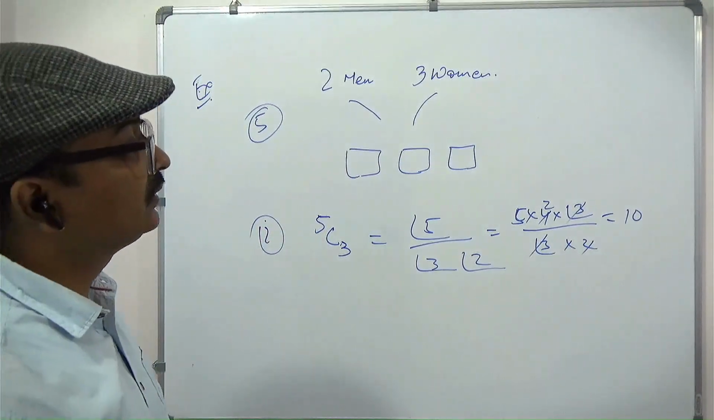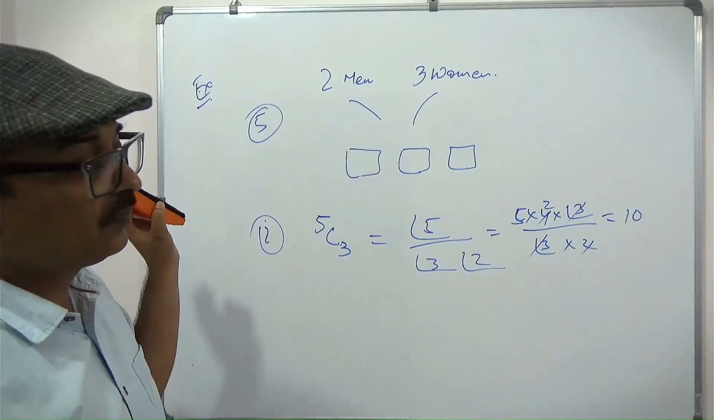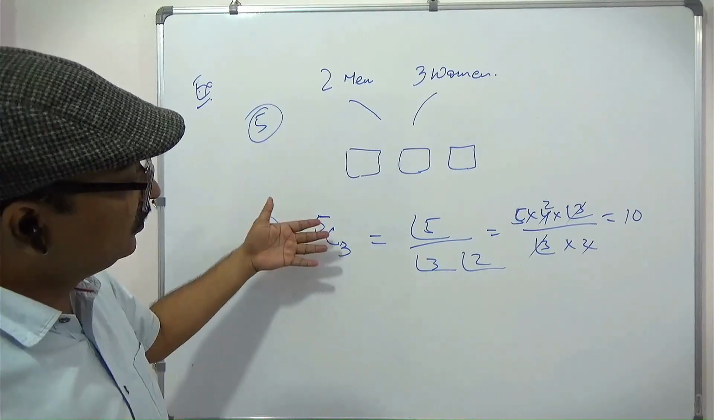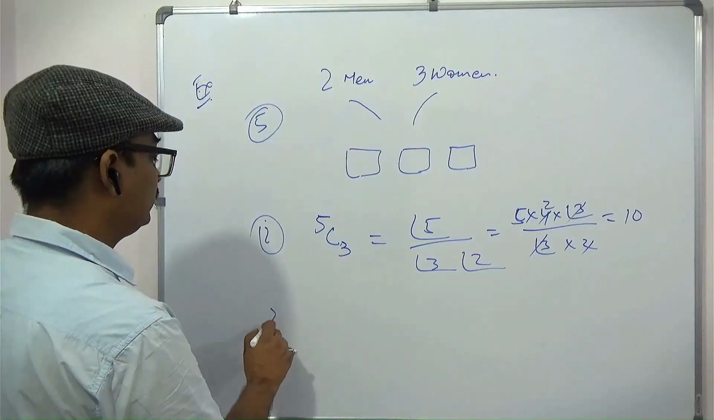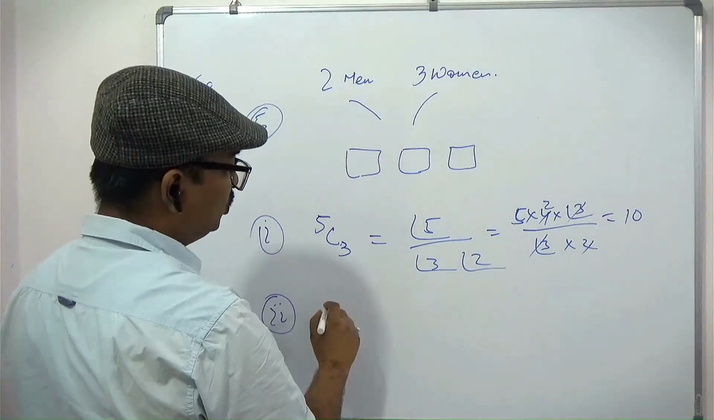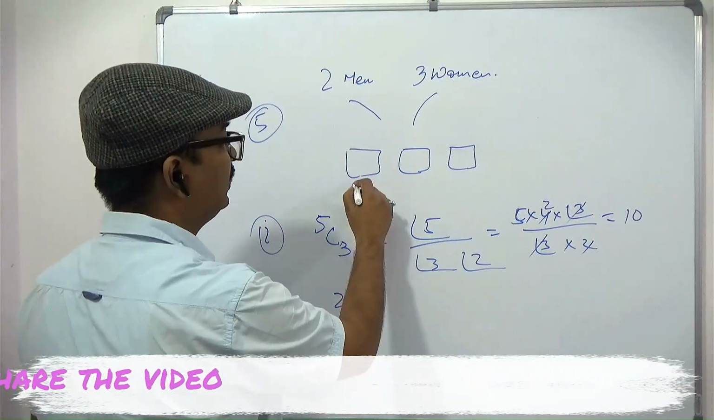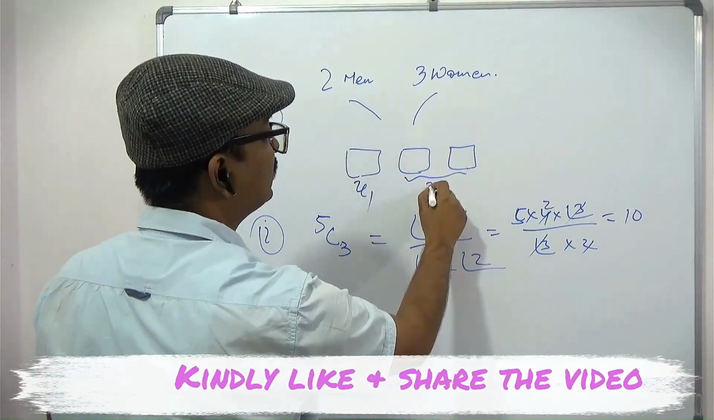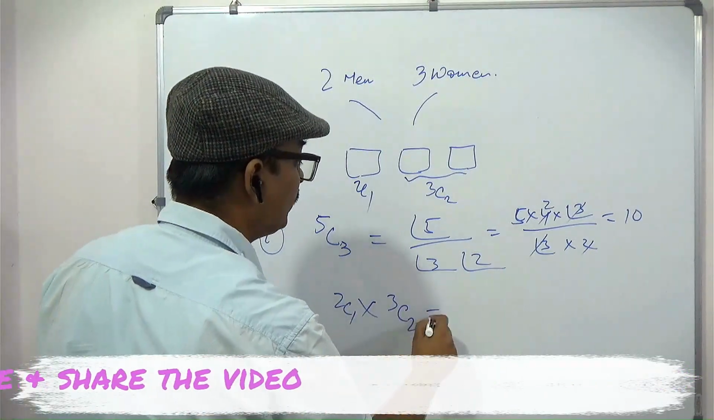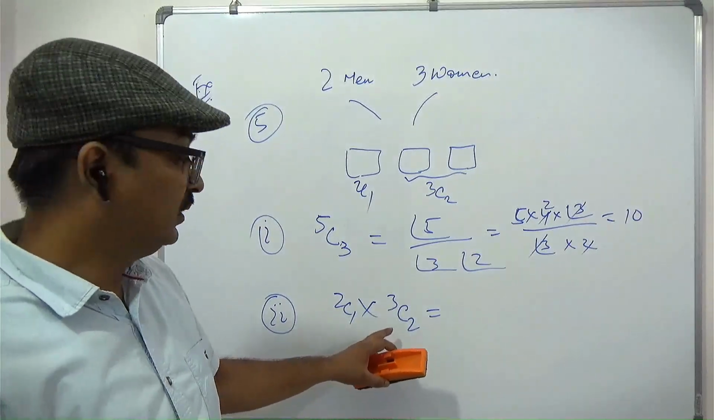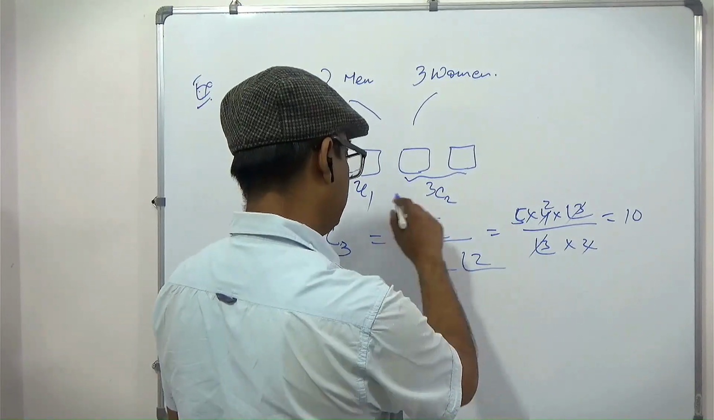The second part of the question is, what if we want to have 1 man and 2 women in this committee? Then obviously, from these 10 committees only that committee will be there: 1 man, 2 women. So how will we do that? There are 2 men, so out of 2 we'll select 1 man here, 2C1, and here we have 3 women, 3C2, 2 out of 3. So 2C1 into 3C2. This is the concept. So we'll solve it and see how many ways this committee can be formed.